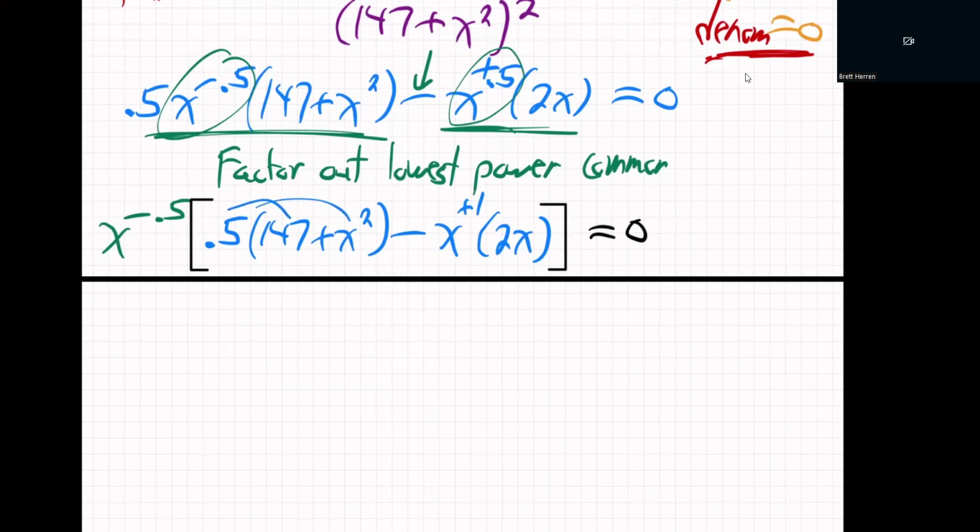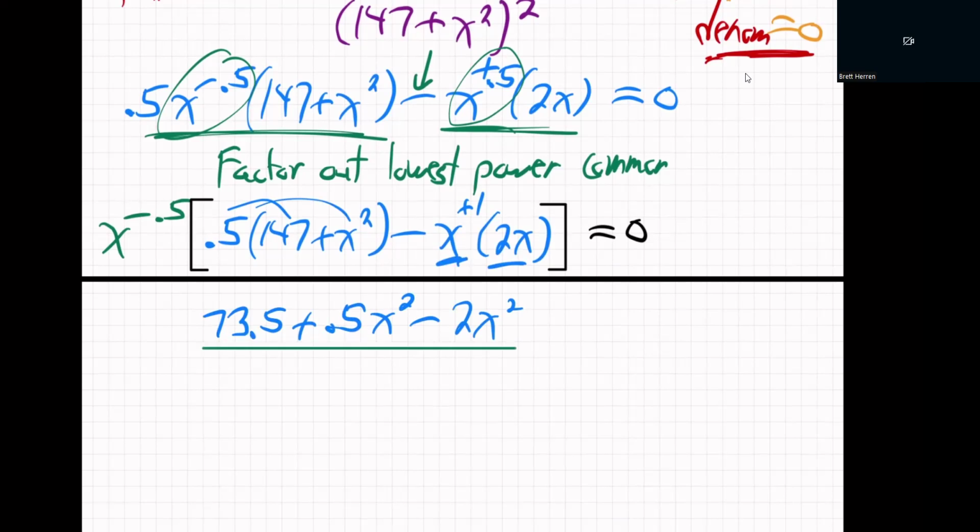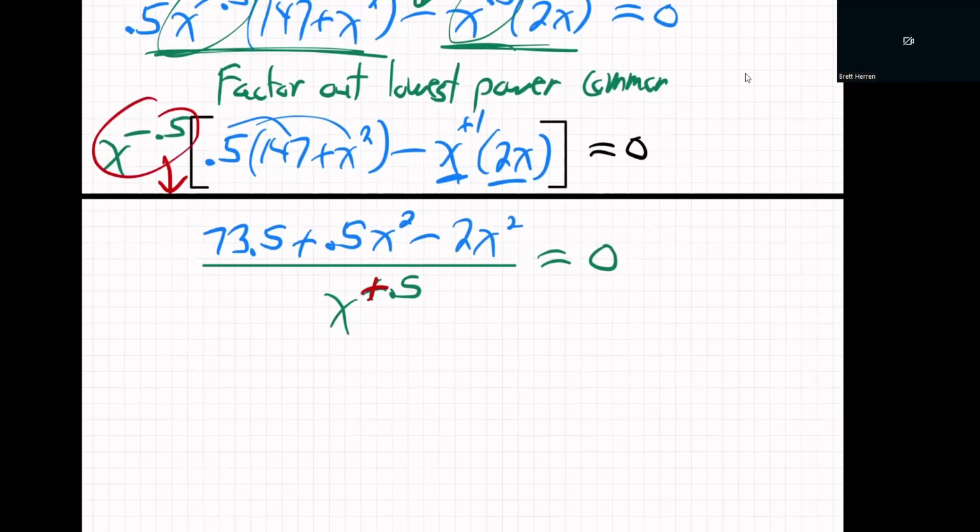So half of that is 73.5 plus 5x squared minus 2x squared, x times 2x. Now over, do you realize that's over x to the positive 0.5 equals 0? Why? Because that's what a negative power does. It goes down to the bottom and then becomes positive, right? Negative powers jump to the bottom and become positive.